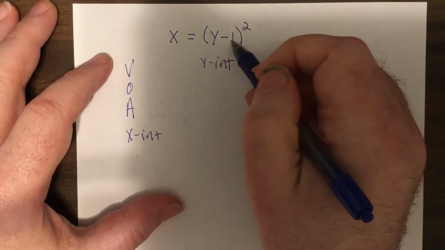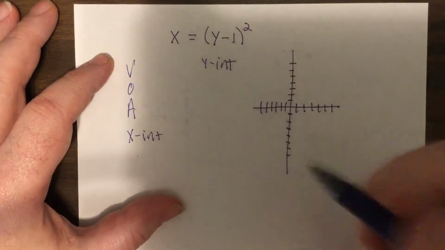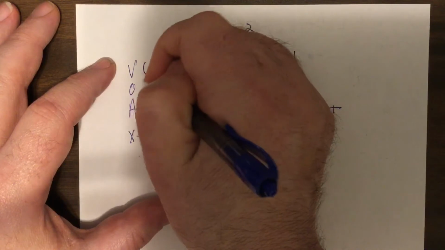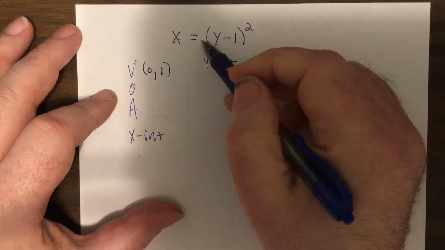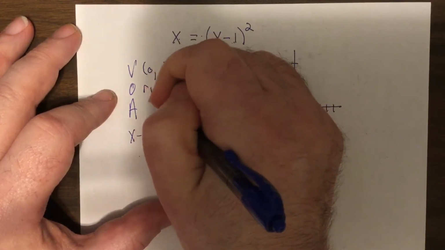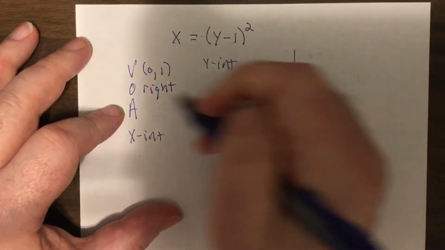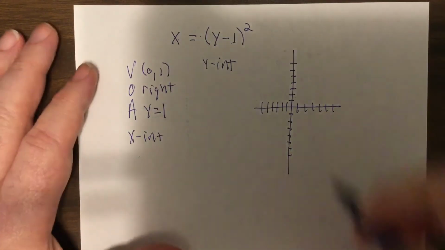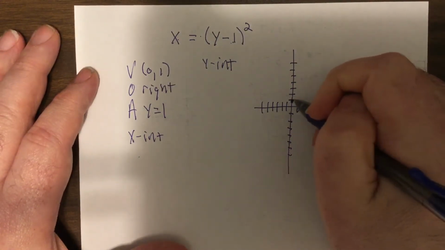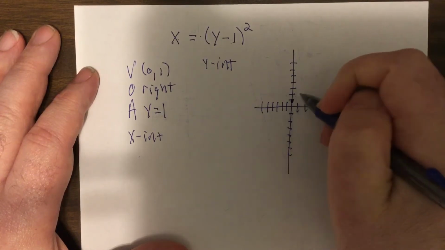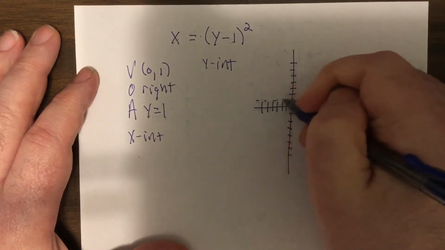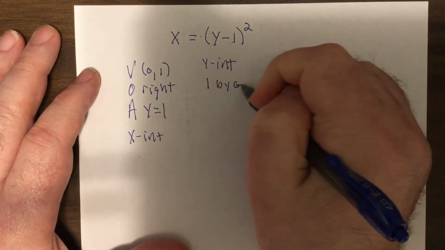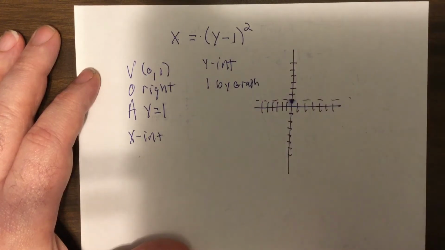So the vertex, this would be 1. I almost messed up again. 0, 1. It opens right. And the axis is y equals 1. Notice that's also our y-intercept. Yes, it is. So you can say y-intercept is 1 by graph, just to say, hey, that's how I found it.